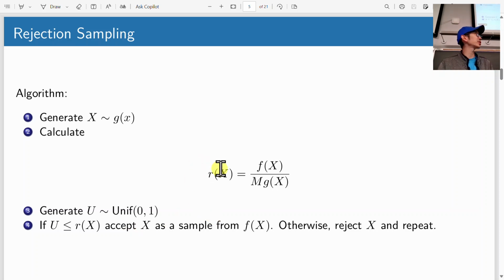If this acceptance ratio is, say, 0.02, then we're only going to accept 2% of those values, okay? And we just repeat this over and over again, and eventually, after you generate a bunch of values from G and you throw some of them away according to this process, the values that remain will come from the distribution of F.